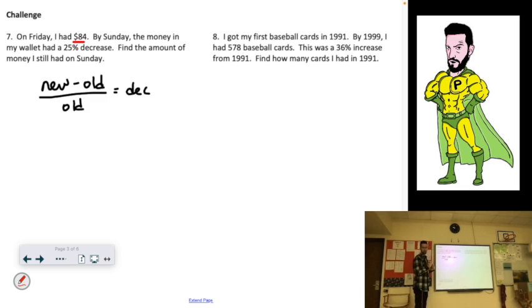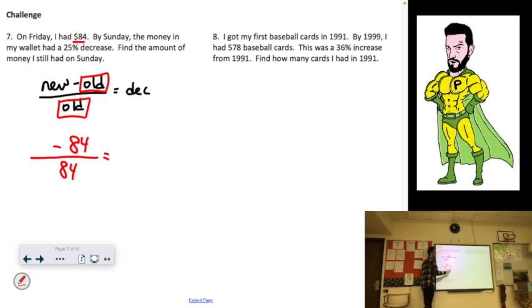If we figure out what we got here, we're talking Friday and Sunday. So Friday would be the old amount, and it said on Friday we had $84. So that would go in both of our olds. So it would be something minus 84 over 84. By Sunday, the amount in my wallet had a 25% decrease. We don't know how much we had on Sunday. So that's going to be our new amount, our unknown. But it was a 25% decrease. Now, decrease showed up as a negative decimal, and 25% is 0.25. So we could say this side came out to negative 0.25.